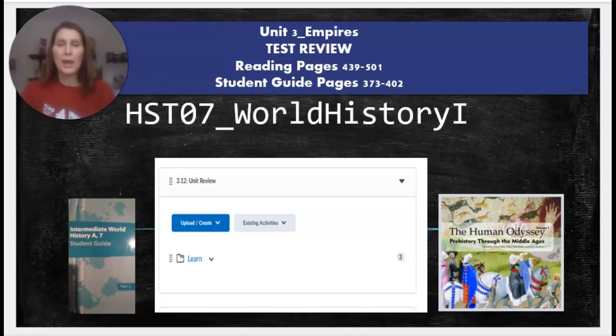As always, as we say with all our lessons, make sure that you have your reading pages complete. For this unit, that would be pages 439 all the way up to 501 in your Human Odyssey reading book, and then your student guide, pages 373 all the way up to 402. Make sure those pages are complete. You'll want to check back through and make sure you have that done before you take your unit assessment. It's also really important that you work on your unit review. If you have not done that yet, please make sure that is done as well in your OMS 3.12.